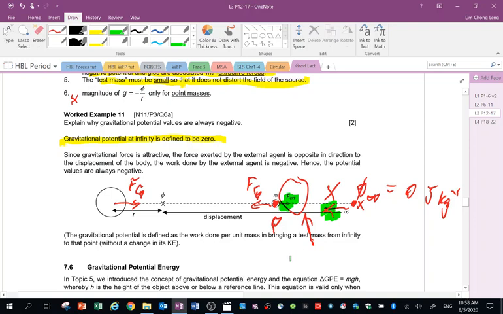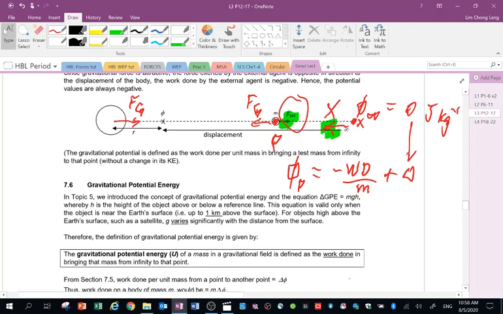Okay, so therefore the potential at P. So let me erase this one away. Potential at P is actually a negative work done per unit mass plus zero, plus the original value, which is zero. This is potential at P. Okay, so therefore, gravitational potential, which is defined as the work done per unit mass in bringing the body from infinity to that point, is negative because the work done is negative.